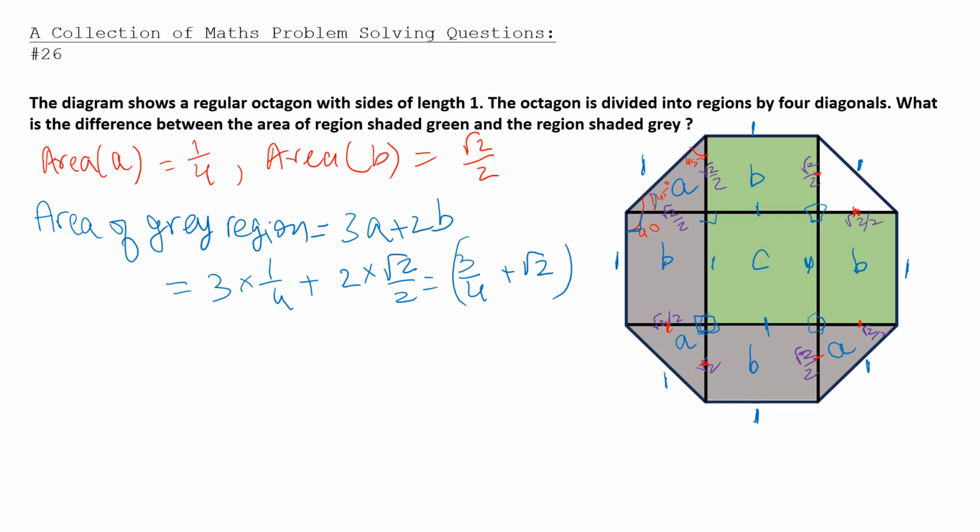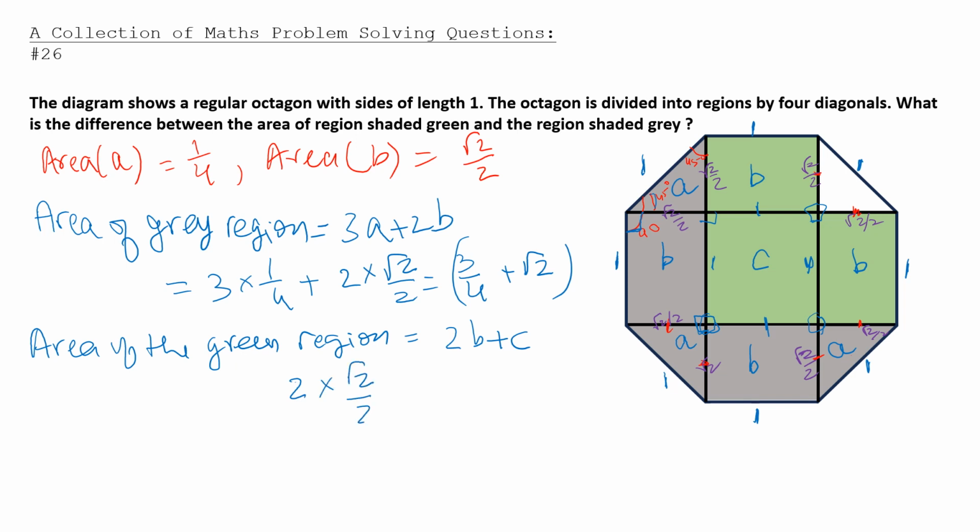Now the area of the region shaded green. The area of the green region is 2B plus C. So twice of B, that is twice times root 2 out of 2, plus 1, that will give me 1 plus root 2.